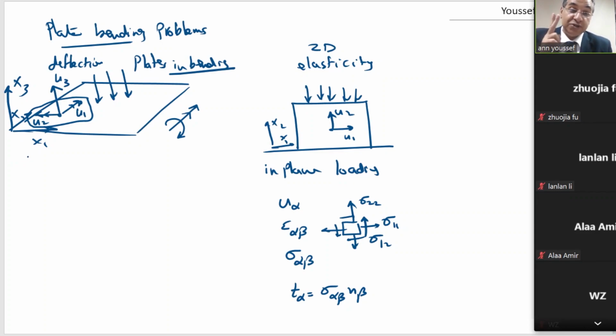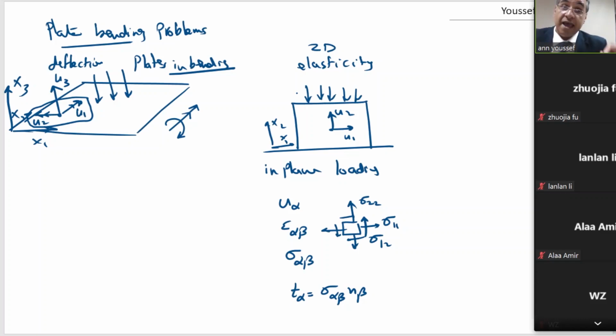So we have two types of rotation, displacements, of generalized displacements. Deflection, which is vertical displacement, and we have two rotations, one in the x1 direction and the other one in the x2 direction. So here is not like elasticity. In elasticity, we have two displacements, x1 and x2, and both of them are similar. Here, we have U3 is different from U1 and U2. Okay, this is very important.